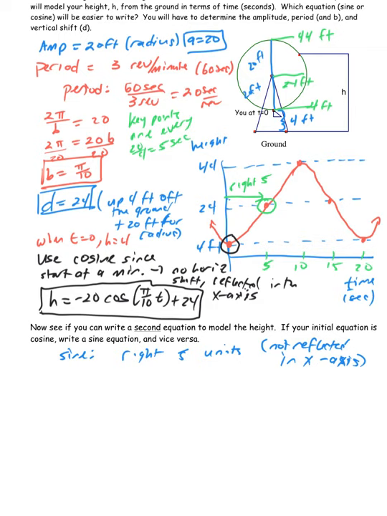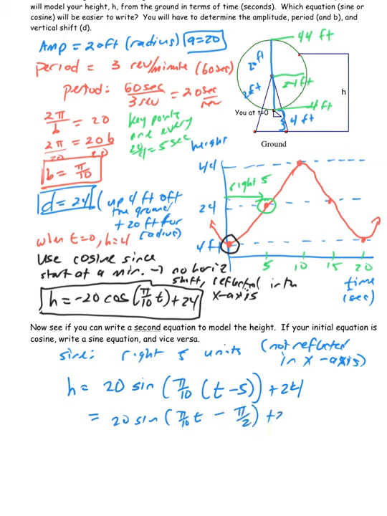going through the midline. So now we're ready to write the sine equation. So we'll have h is equal to positive 20, the amplitude, times the sine of b, which is still pi over 10. And now I'm going to do t minus 5, and I'm going to factor out the b value. Otherwise, I won't have the proper shift. And then I'll add the d value, plus 24. And if we want, we can distribute the pi over 10. So we can have pi over 10 t minus 5 pi over 10, which will be pi over 2, plus 24.